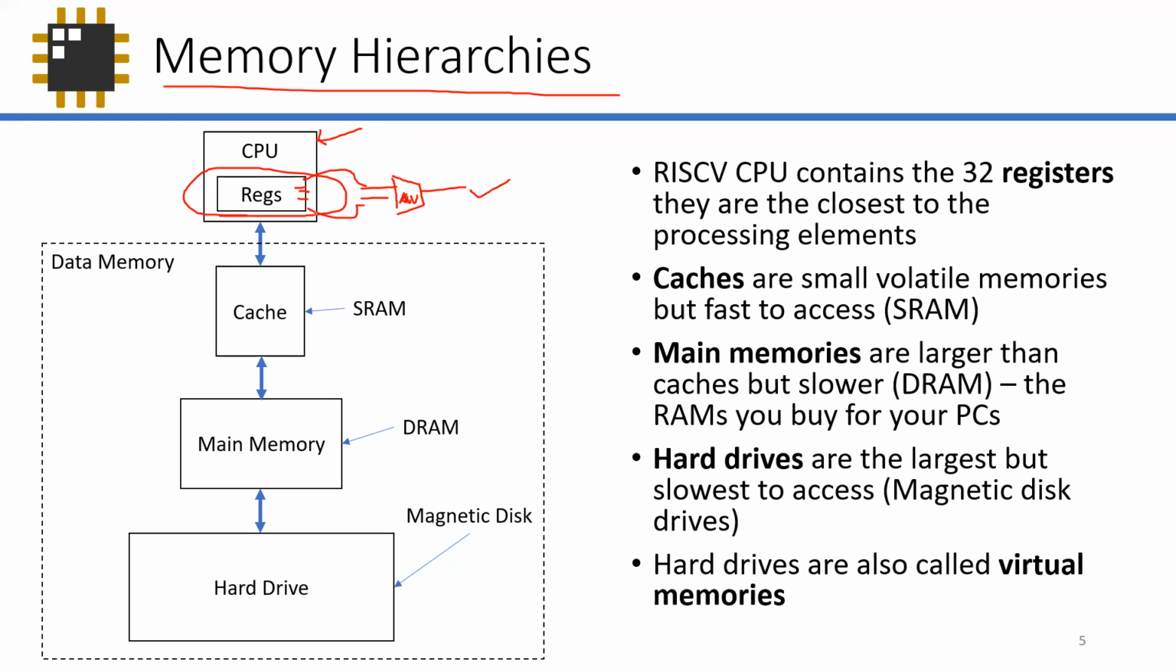Now, immediately after the ALU, if you remember last time, it's the data memory. But if you look under the hood of the data memory, you have three main components: the cache, the main memory, and the hard drive. Now, the cache is usually an on-chip thing. It's built with SRAMs, so static random access memory. I hope you know what RAMs are.